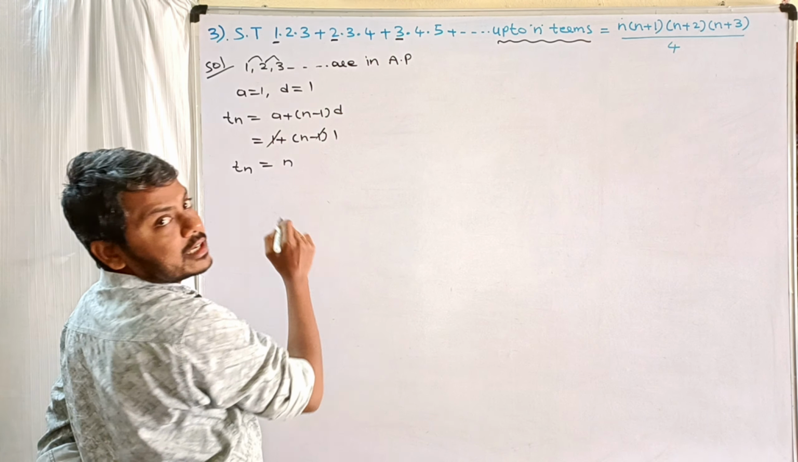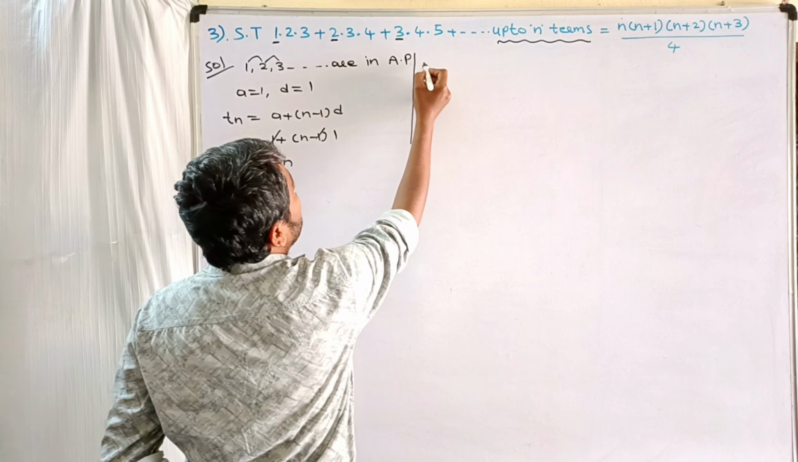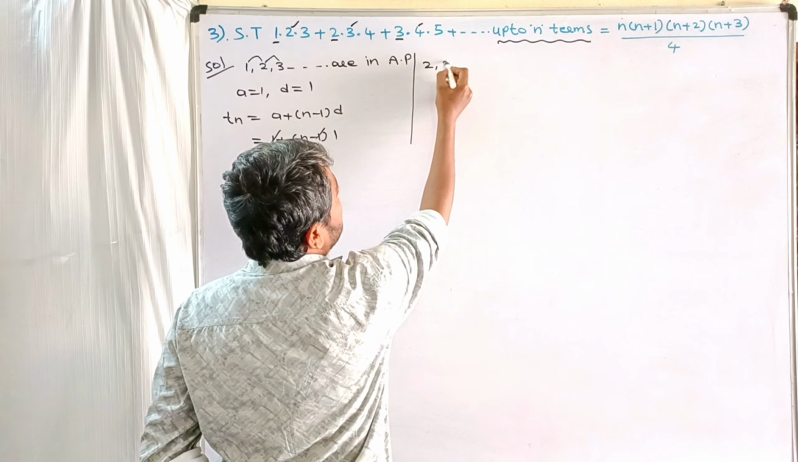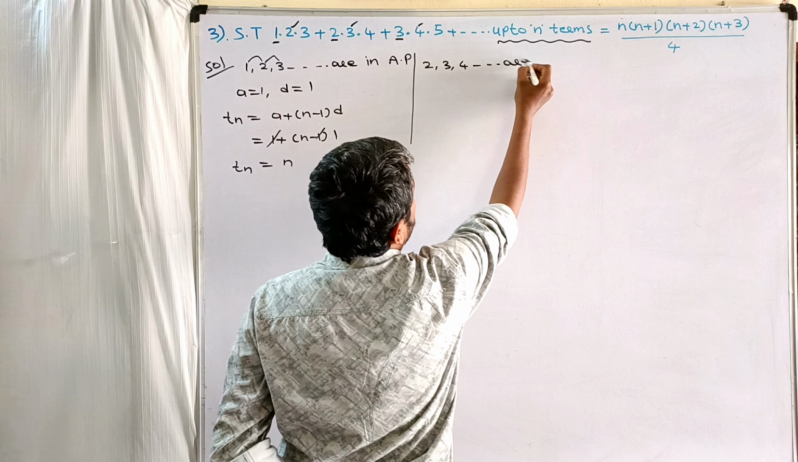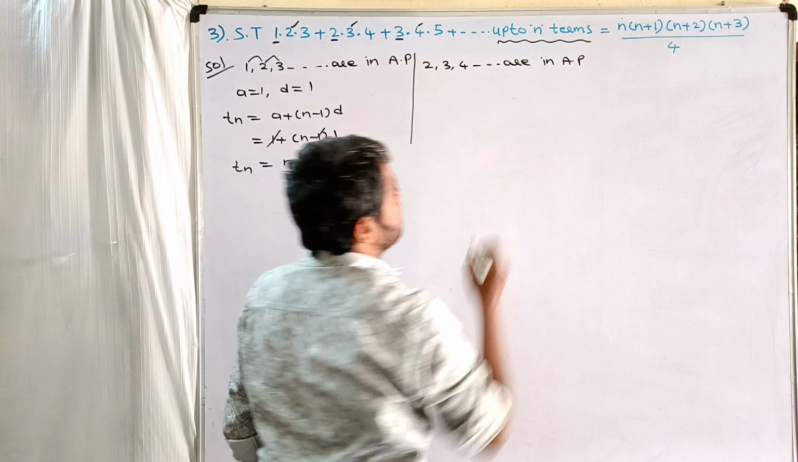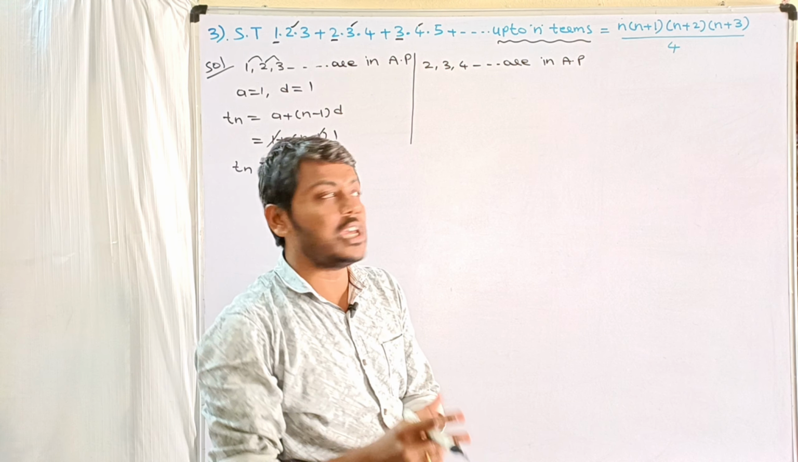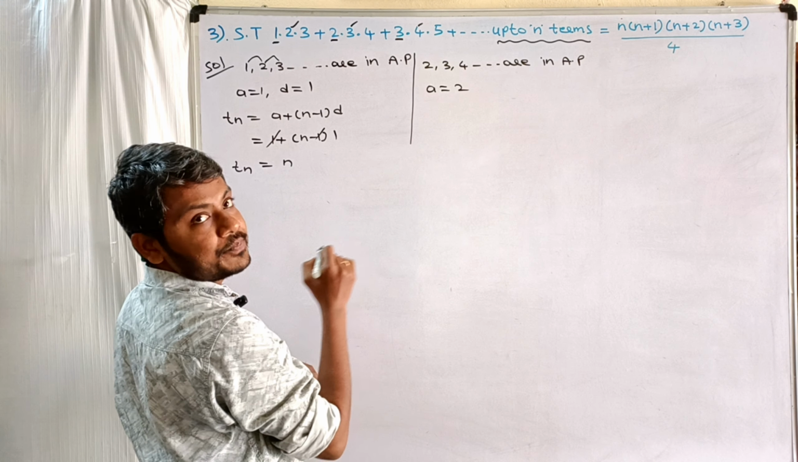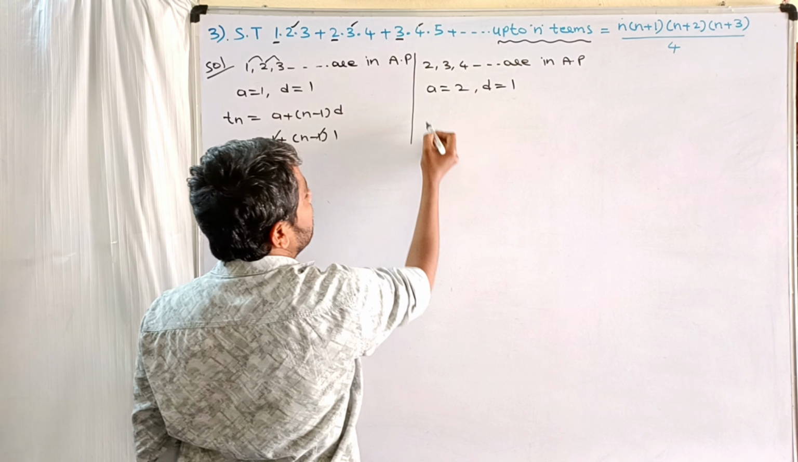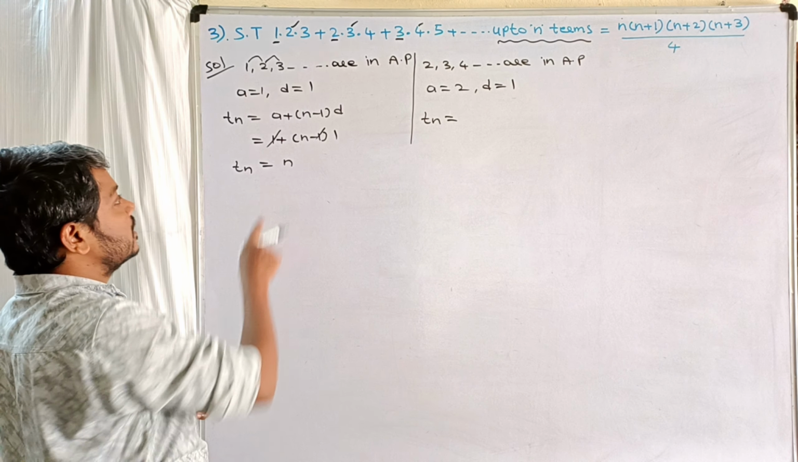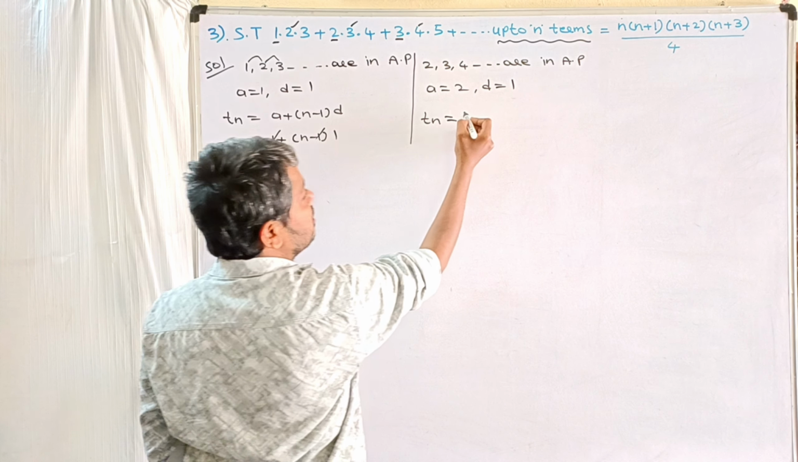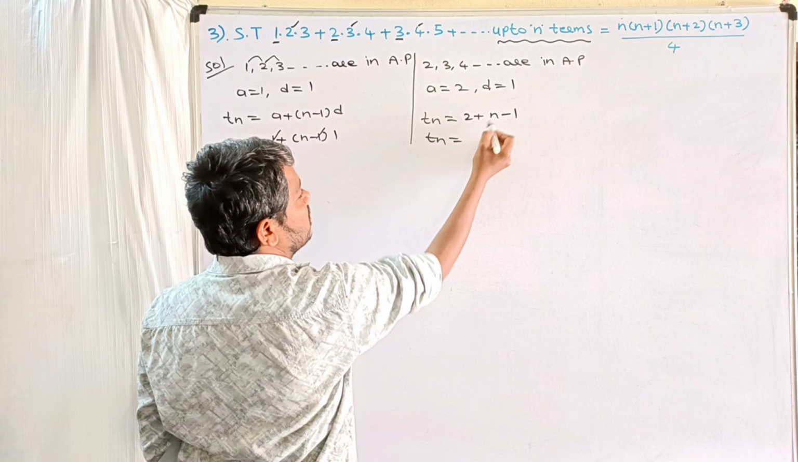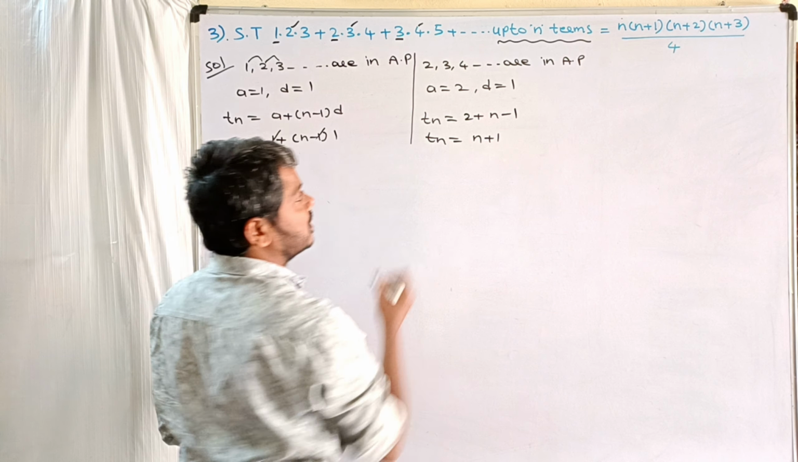Similarly we can consider the second terms. What are the second terms? 2, 3, 4, which are also in AP series. Here also the common difference is the same. And what is the first term? 2. So A is equal to 2. And D is the same, that is equal to 1. We can substitute in the nth term formula. A is 2 and D is 1, that is 2 plus (n minus 1). Therefore the nth term Tn is equal to n plus 1.